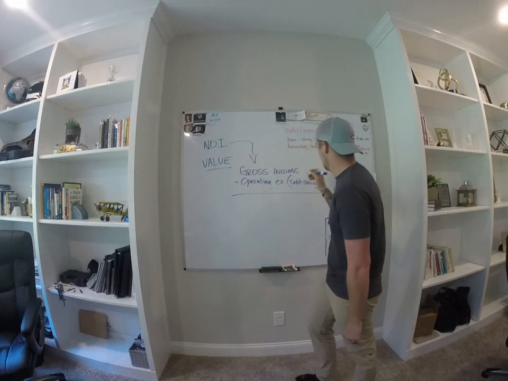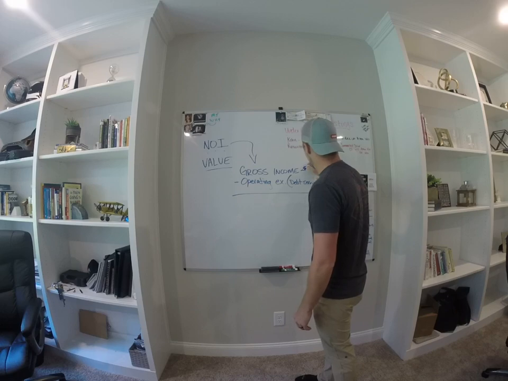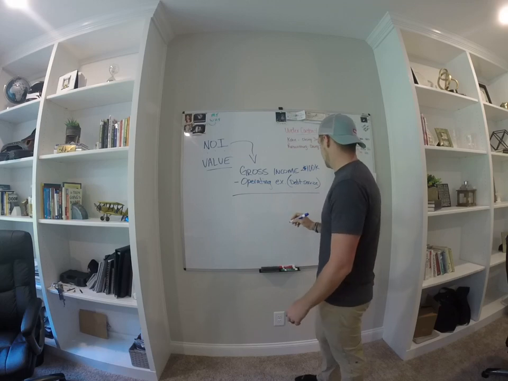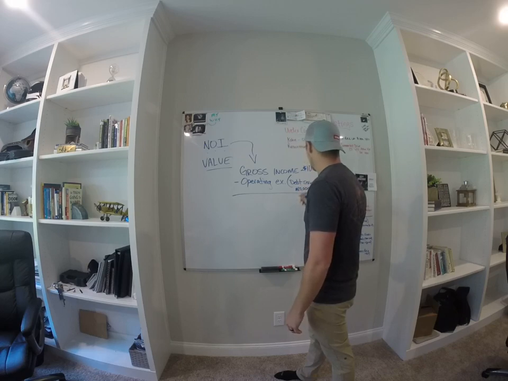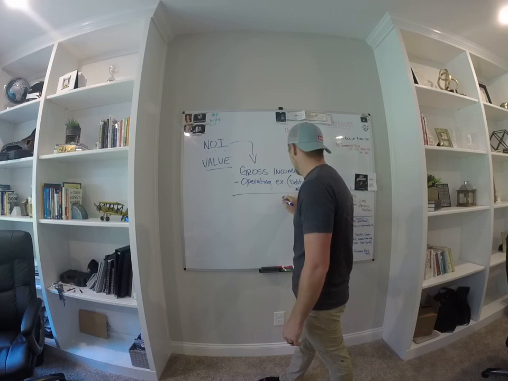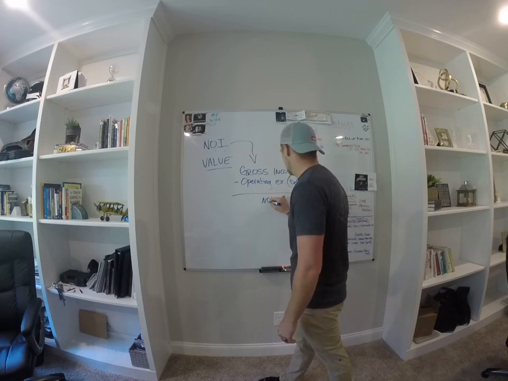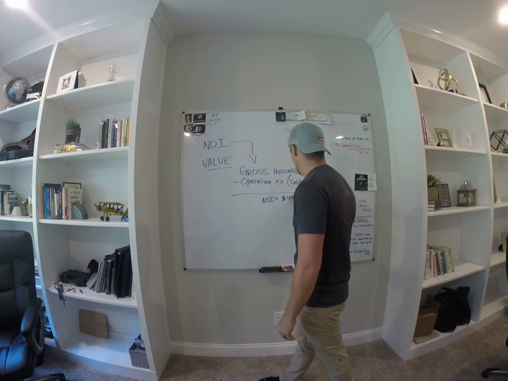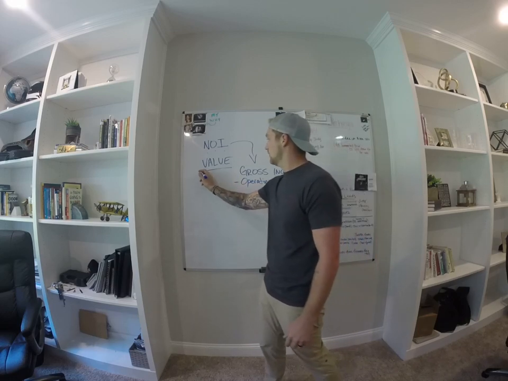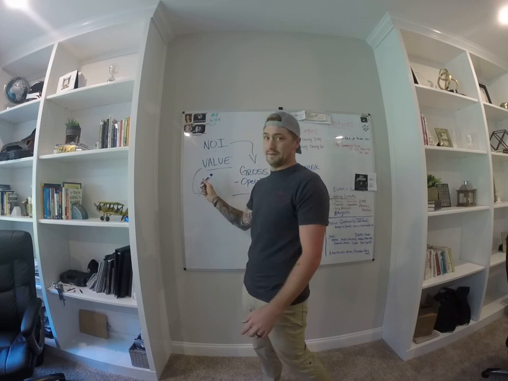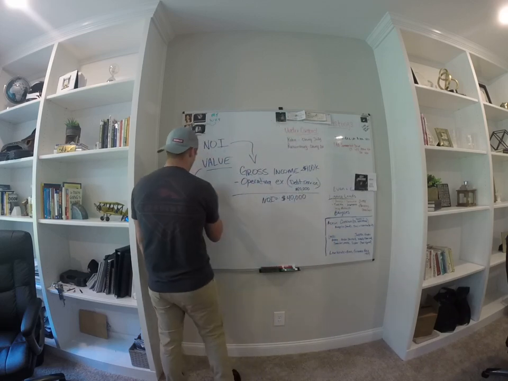Let's say your gross income is $100,000 per year. Then your operating expenses are $5,000 a month, so let's say those are $60,000 a year. So 100,000 minus 60,000 is going to give you an NOI of $40,000.